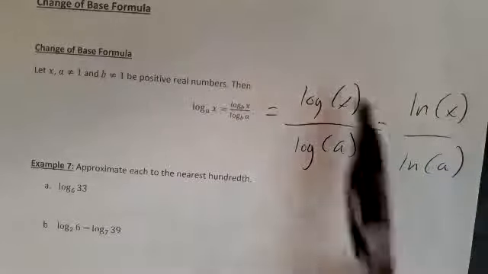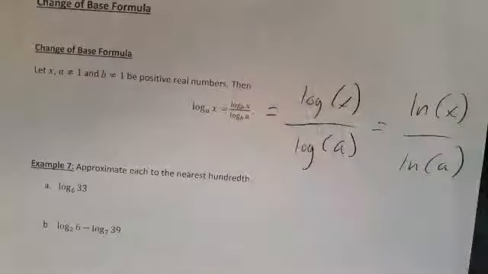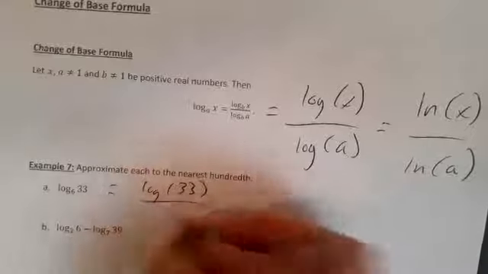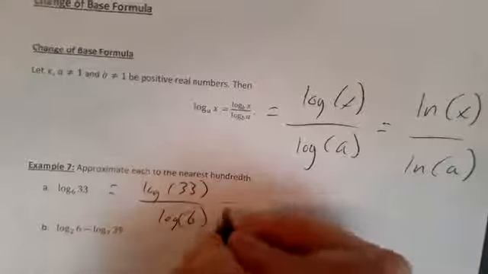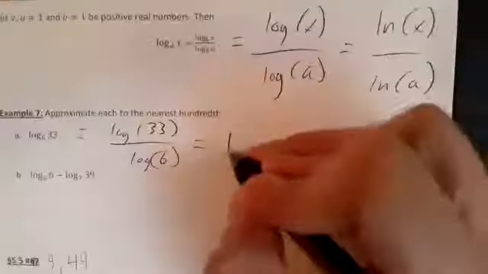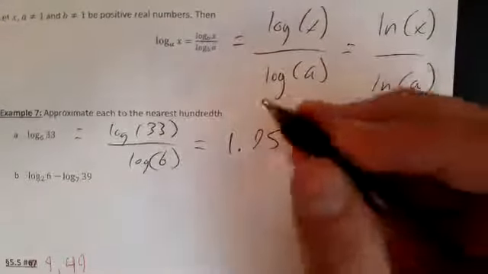Typically, typical calculators only carry these two as the base. Some of them will actually do different number bases. You've got to get familiar with your equipment. And so this is calculator check time. Log of 33 over log of 6. Let's just do them real quick. Log of 33. I think this should give me somewhere around 1.9514.